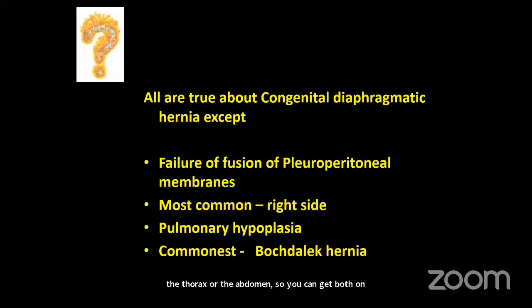All are true about congenital diaphragmatic hernia except failure of pleuroperitoneal, most common on the right side, pulmonary hypoplasia common. Bochdalek. It is most common in left side.